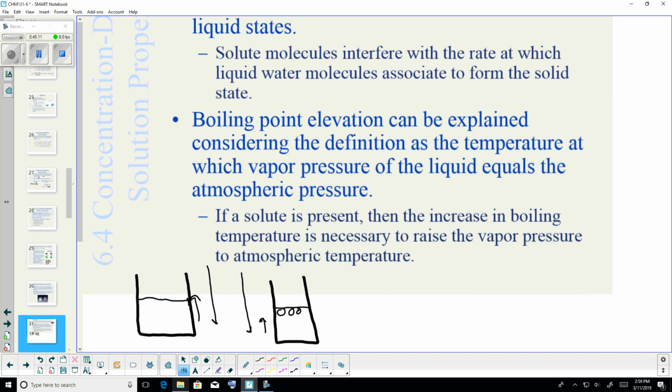So here I only have to raise the temperature this much to get it to boil. Here, because I have a lower vapor pressure, I have to add more heat. So it increases the boiling point. Is increasing that heat increasing the solute? No, it's not touching the solute at all. The solute is there, but the heat is providing more energy to push past.